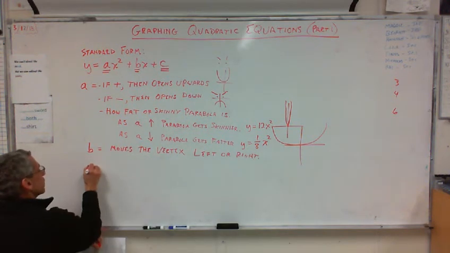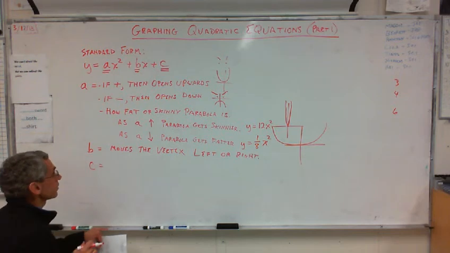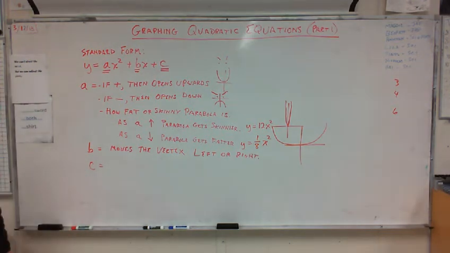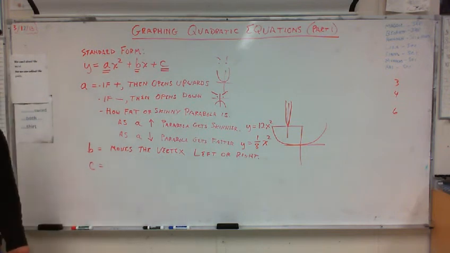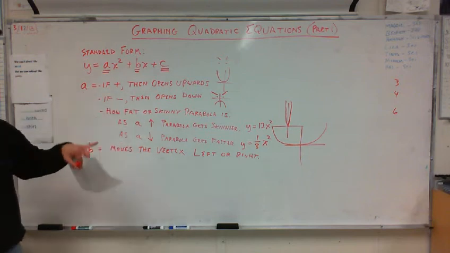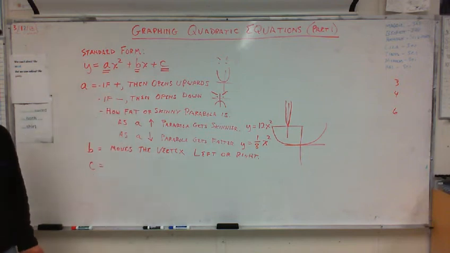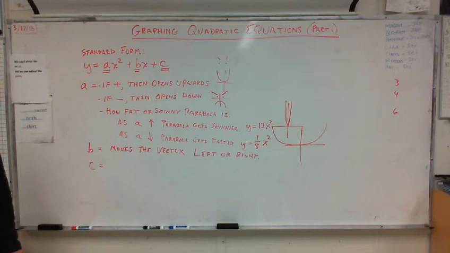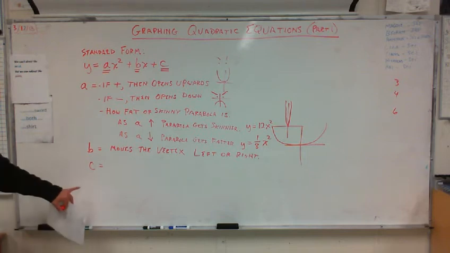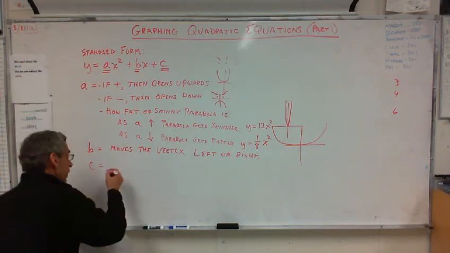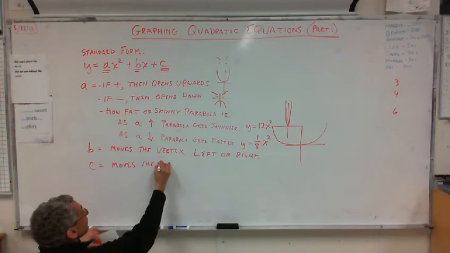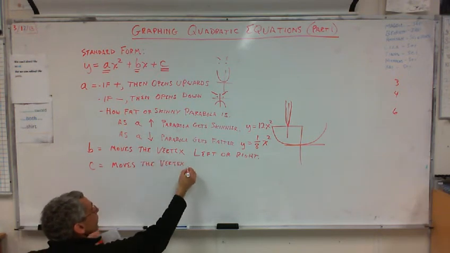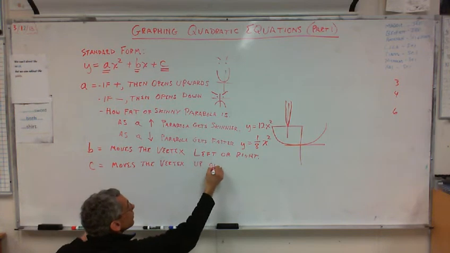And then C, all right, so that's really all it is for B. But it's not like, if B was 2, it moves over 2. There's a formula you have to use that incorporates B and A to find how far to the right or the left it moves. We'll get there. We're not going to deal with that today. But then C tells you it moves the vertex up or down.